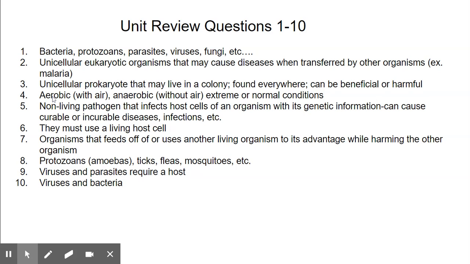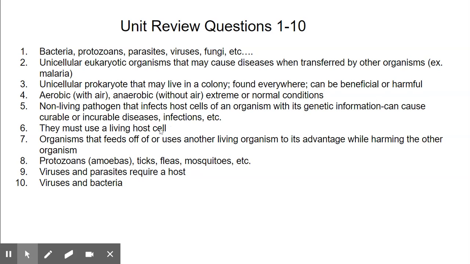All right, number 4, 3 examples of environments in which bacteria can live would be aerobic with air, anaerobic without air, in extreme hot or cold or normal conditions. They are very adaptable. Number 5, describe a virus, non-living pathogens that infects host cells of an organism with its genetic information. It can cause curable or incurable diseases or infections.